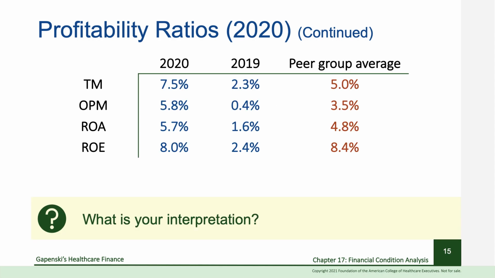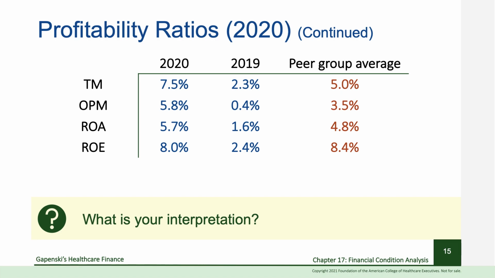And for profitability ratios, we have a list over here, which includes the total margin, the operating margin, the return on assets, and the return on equity. For 2020, we have the numbers, and we also have the 2019 numbers. We also have the peer group average, so we have the percentages from the peer group.